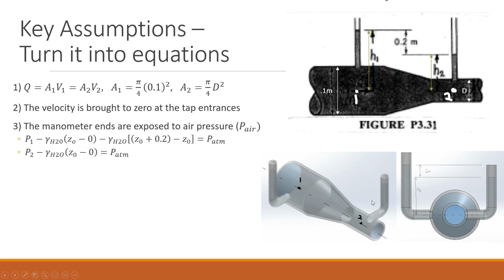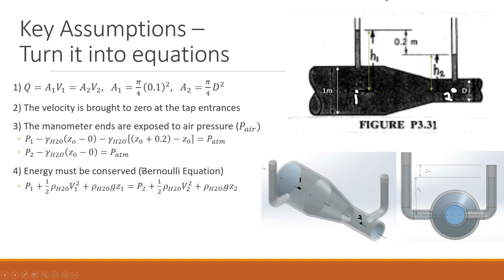So here's the hydrostatics. We start at point 1, we work our way over, and then we go up to Z naught, so we lose pressure. And then once again, we go up even more, so that's Z naught plus 0.2 minus Z naught. We end at that point, exposed to air pressure, our final pressure, okay? If you don't know how I did the hydrostatics, see the video that I just made on hydrostatics. So we have these two equations. Energy must be conserved, so this is just our Bernoulli equation.